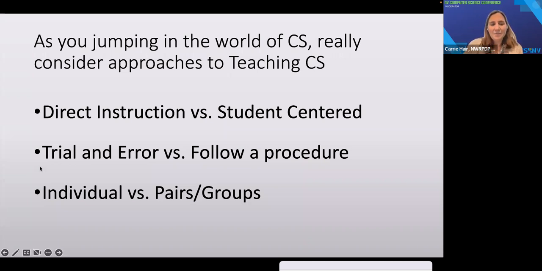Okay. And then last but not least, individuals versus pair groups. You really want to consider those two when you're teaching. So when should it be an individual project? When should it be pair group? And for my classroom, pair groups were imperative. We were always working in pairs and groups because I was so new to the subject. I let the students work together and figure things out.